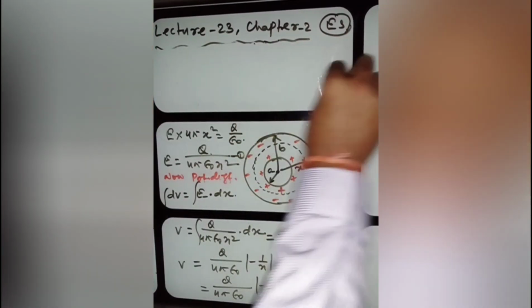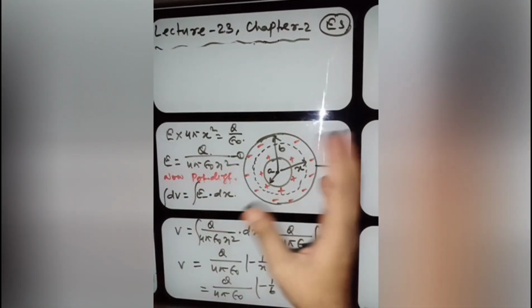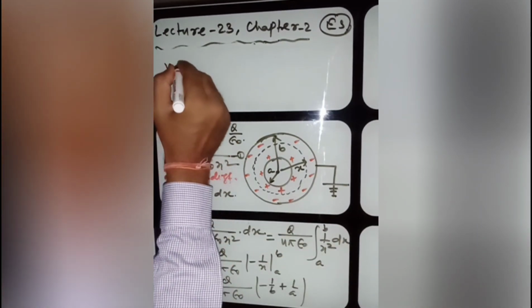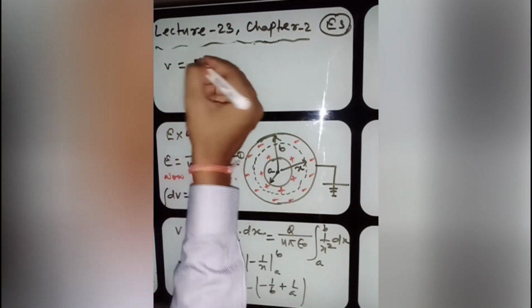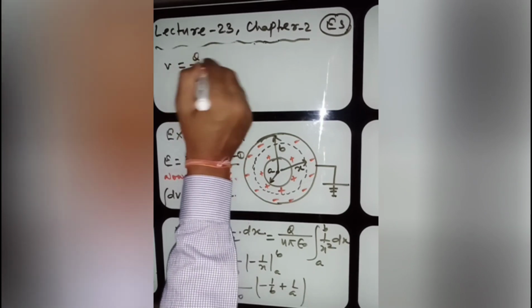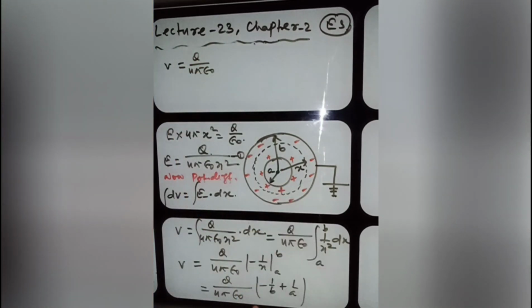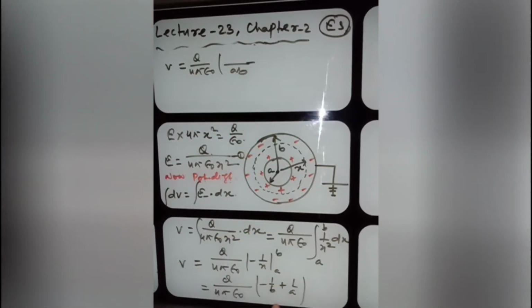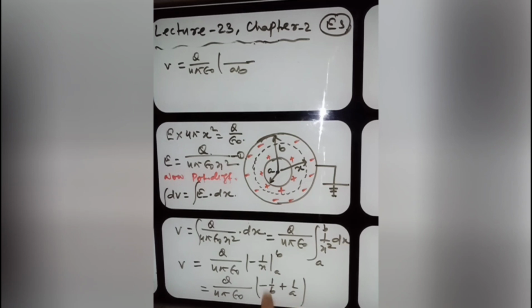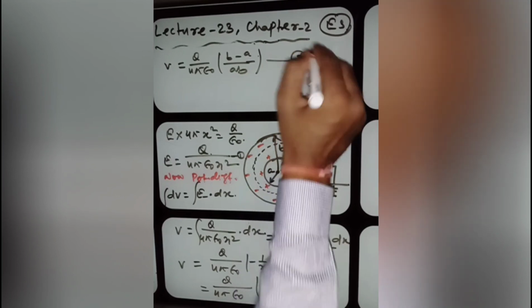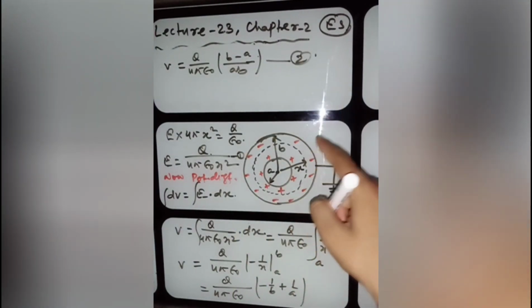I'm writing a little fast because these are very simple mathematical calculations. You will not confuse yourself. V is Q by 4 pi epsilon naught. This can also be written with K, 1 by 4 pi epsilon naught can be written as K. So V is Q by 4 pi epsilon naught times B minus A by AB. This is the second equation that we have written here, the potential difference.